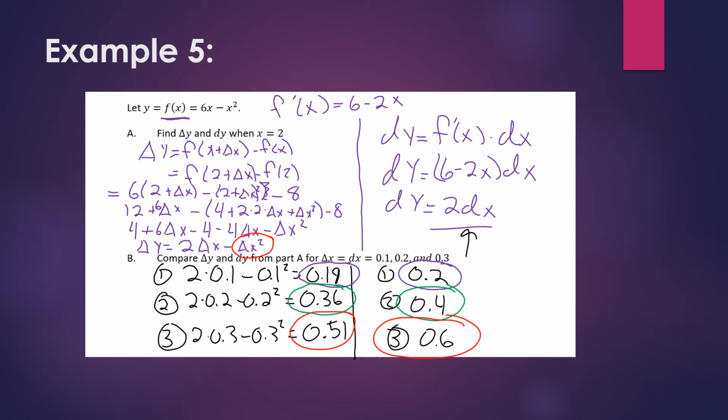And again, as dx gets smaller, these answers will get closer and closer and closer. So the real question is, how accurate do we need to be? Do we need the exact answer, or will an approximation work? Because finding the approximation over here is very quick.